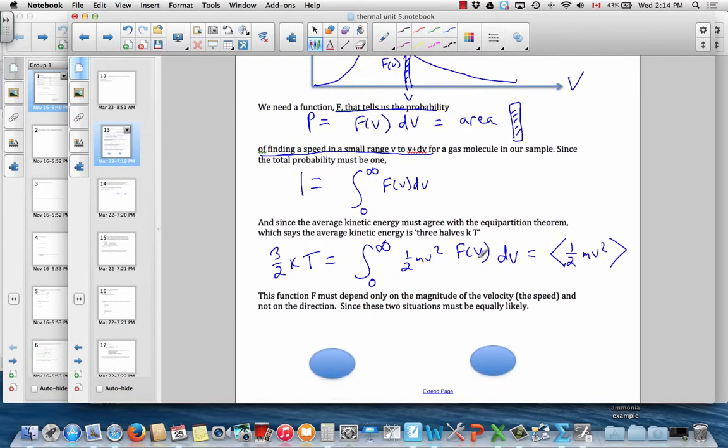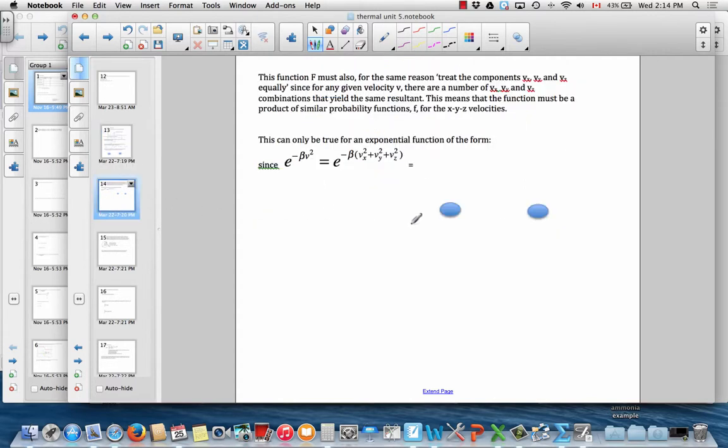So let's think about what functional form it has to have here. Well, it's got to depend on the magnitude of the velocity, i.e. on the speed, and not on the direction, because if we have a velocity of 100 meters per second that way and 100 meters per second that way, those two situations have to be equally likely. So it depends on speed and not on velocity. What else can we say?